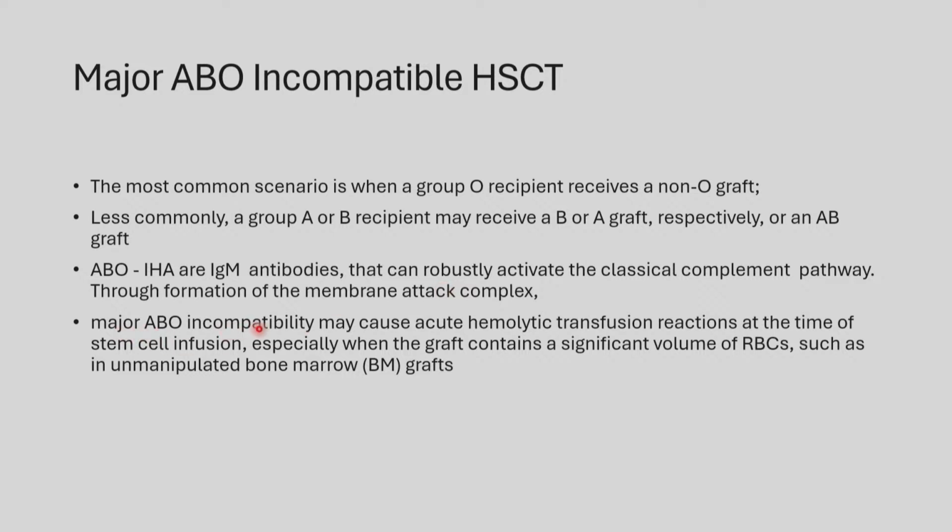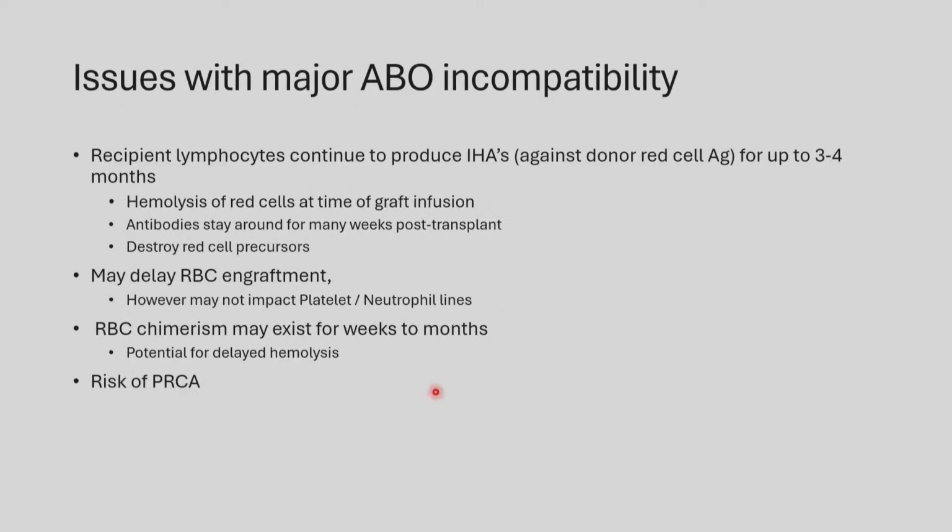A major ABO incompatibility may cause acute transfusion hemolytic reactions at the time of stem cell infusion, especially when the graft contains a larger number of RBCs, which we generally see with bone marrow grafts, not with peripheral blood stem cells. So what are the major issues?